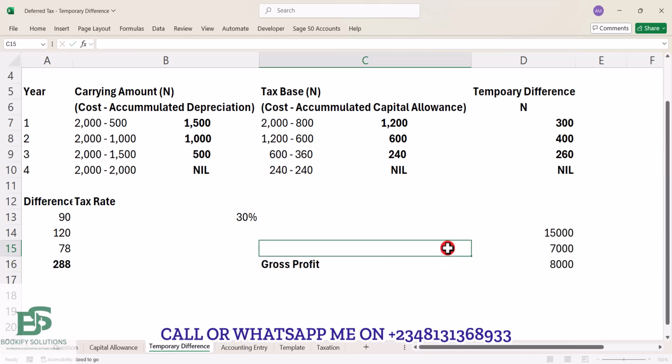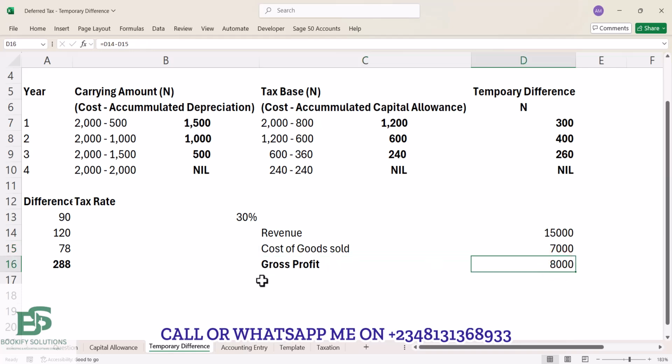Then this 7,000 is what is called cost of goods sold. It is the cost of what you bought that you sold. Then this one is the revenue, the money you generated after you sold those things you bought. So this gross profit doesn't stand on its own.